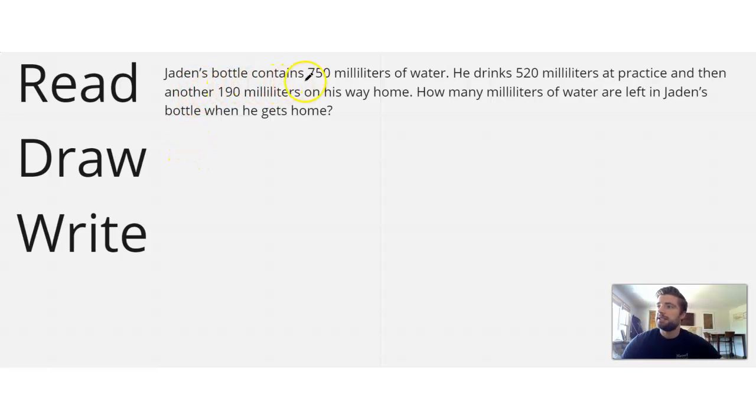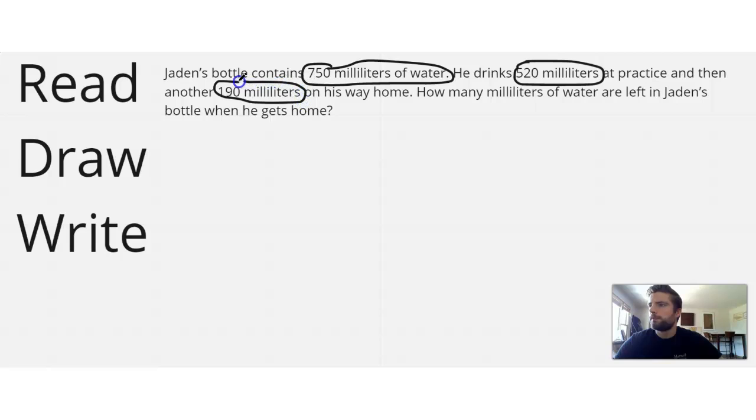Jaden's bottle contains 750 milliliters of water. I'm always going to circle numbers because usually they're pretty important in word problems. He drinks 520 milliliters at practice, and then another 190 milliliters on his way home. How many milliliters of water are left in Jaden's bottle when he gets home?